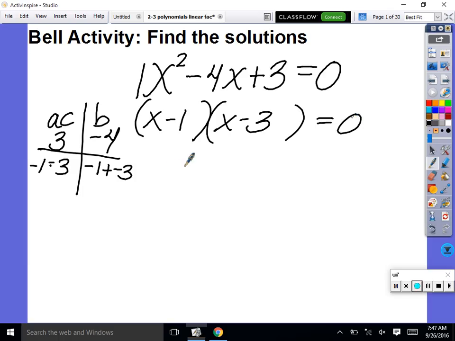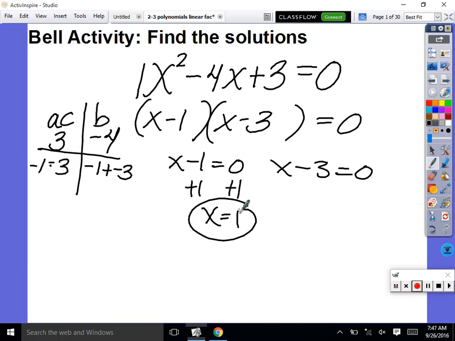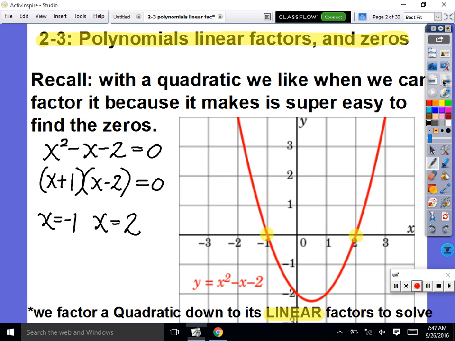And then if we set each of those equal to 0 and solve, we're going to add 1. So we get x is equal to positive 1 as a solution. We add 3, x is equal to 3 as a solution. That shouldn't have been too fast for you at this point in the year. Are we all comfortable with that? Everybody understands? Okay, sweet.